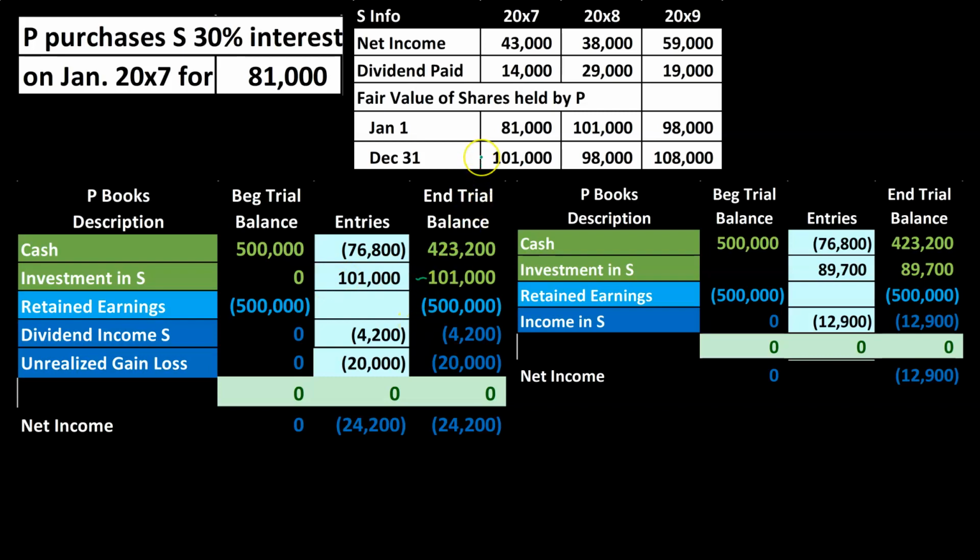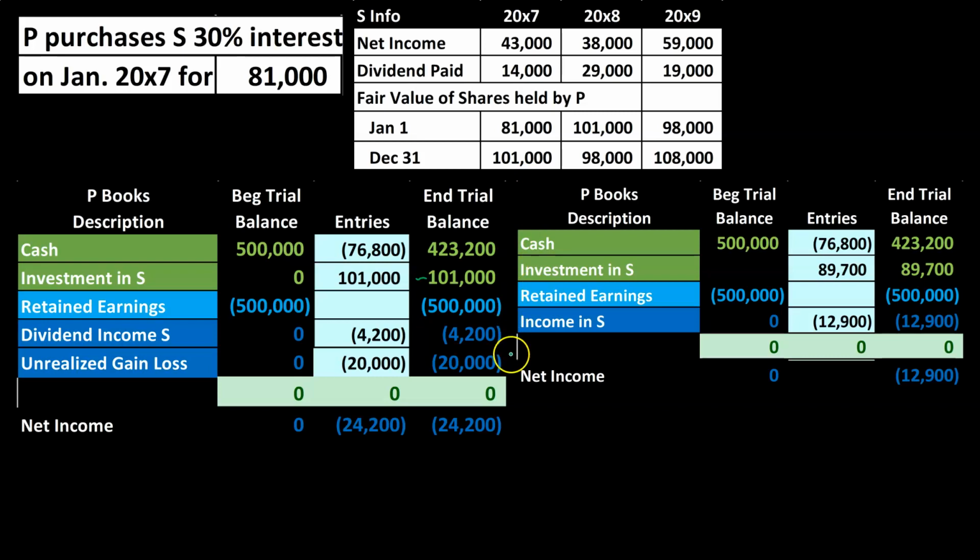Why? Because we adjusted our books to that 101,000 here that's in the brokerage statements. Then we have two accounts down below that we're going to put on the income statement, both of these, that being the dividend income, 4,200, that's what's recognized. And then we have this unrealized gain or loss. Why? Because we didn't sell the stock yet, but we adjusted it by the 20,000 because that's the adjustment we needed to do to make this number, 101, equal the ending brokerage balance number.